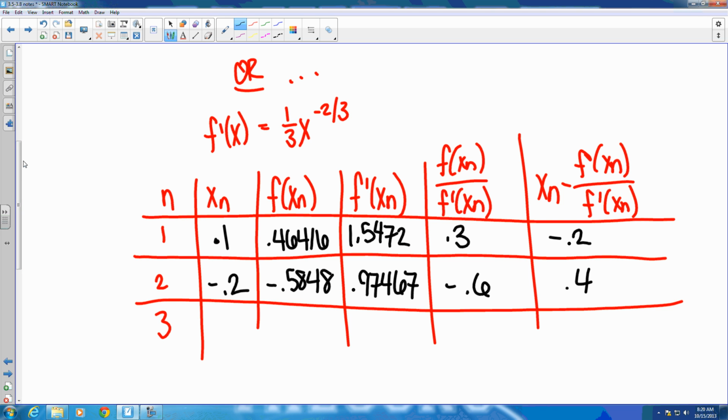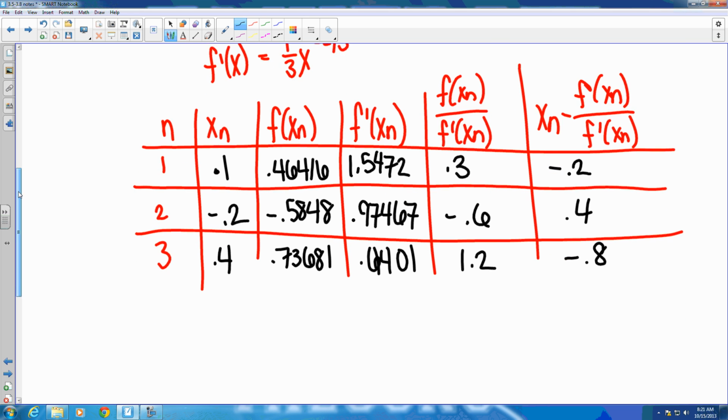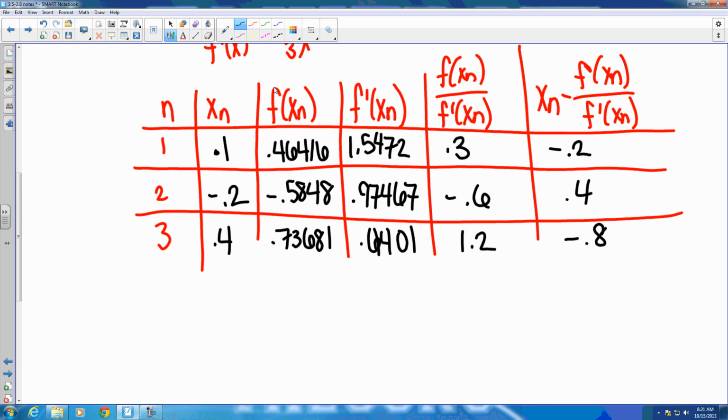Okay, let's do one more just to see what happens. Put 0.4 in, we get 0.73681. Into f prime, you get 0.61401. Divide the two, you get 1.2, and subtract, you get negative 0.8. So as you can see, it's almost like doubling in distance away from our original guess. We went negative 0.2, positive 0.4, negative 0.8, so it's actually never going to converge.